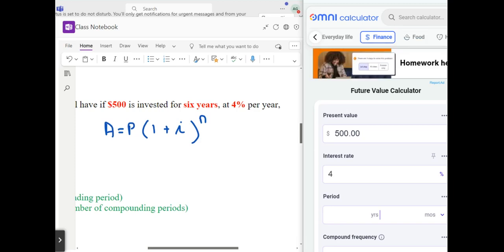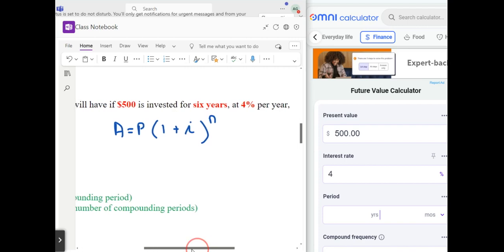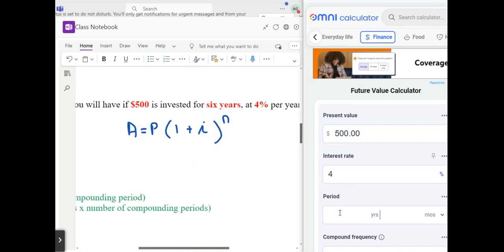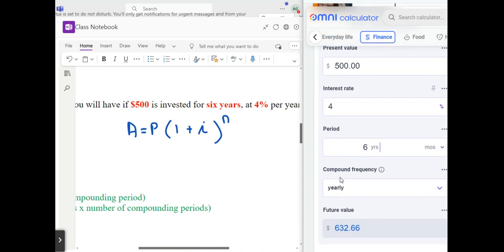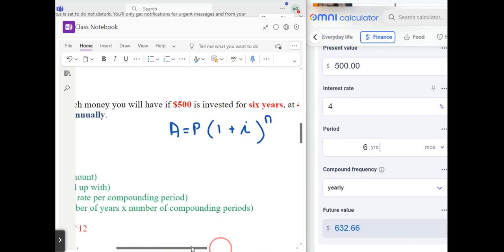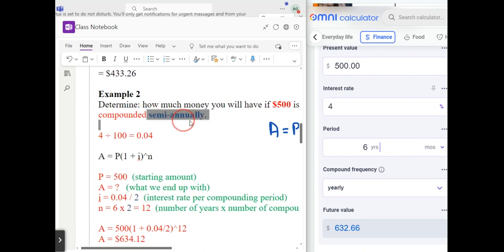This screen unfortunately has ads, so we have to accept this for now. The number of years that we're talking about is 6 years, so I will put 6 years here. And it wants to know the compound frequency. That means, how often is it compounded?